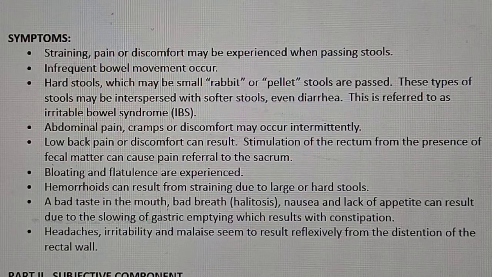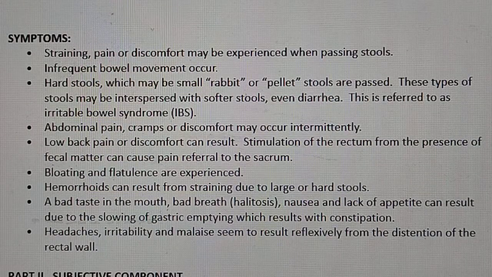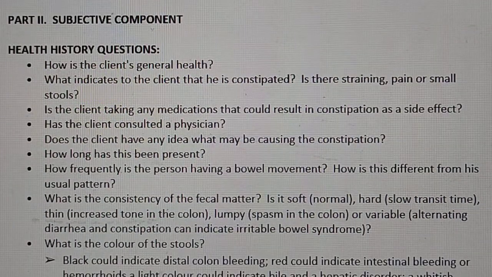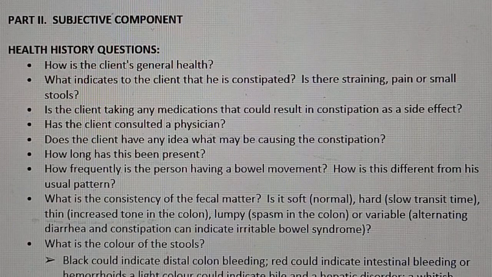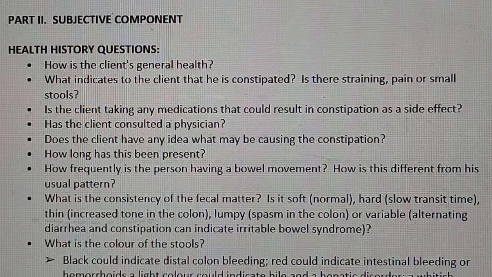Now we go to the symptoms. There are a few symptoms for constipation, so just read on this, guys. Take a look at this. So let's move on to part 2 of the treatment plan, which is the subjective component. It involves the health history questions. At this level, you're going to ask these questions. These are the questions that will be helpful in assessing for this condition.